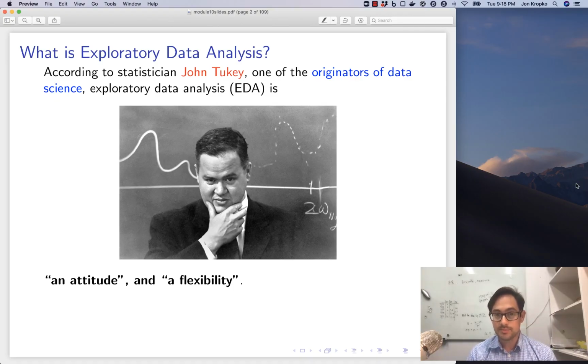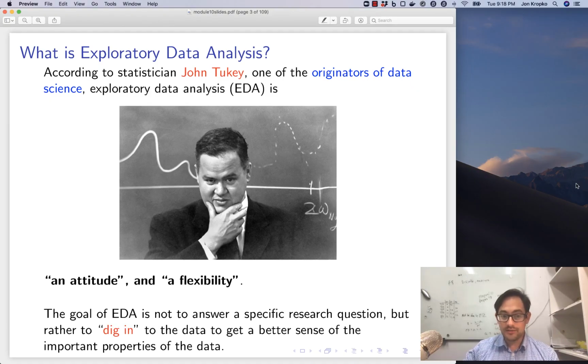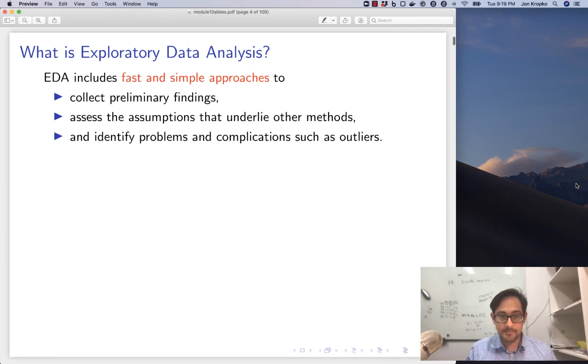He described exploratory data analysis as an attitude and a flexibility. So unlike other kinds of analysis, it's not so set in stone what this thing is and what it can do. He says that the goal of EDA is not to answer a specific research question, but rather to dig into the data and get a better sense of what the important properties of the data happen to be. So it's very self-guided. You kind of feel things out. You'll see what this means through various examples today.